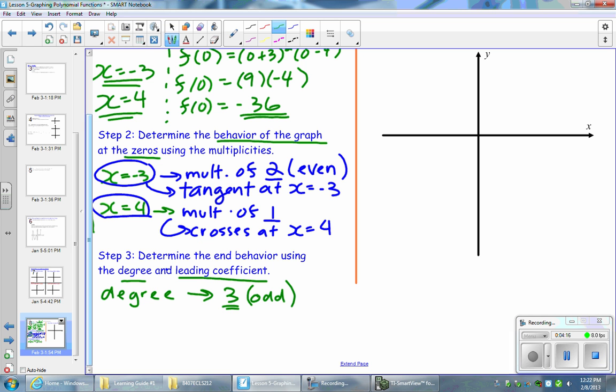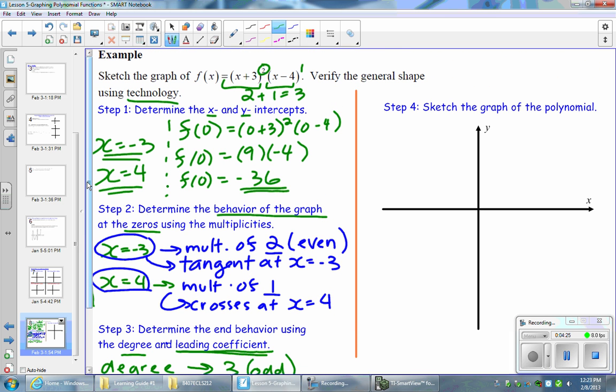Okay. And finally, we want to identify the leading coefficient. So the leading coefficient of my polynomial is the number in front of the function. So let's erase that. What is the number in front of my factors?